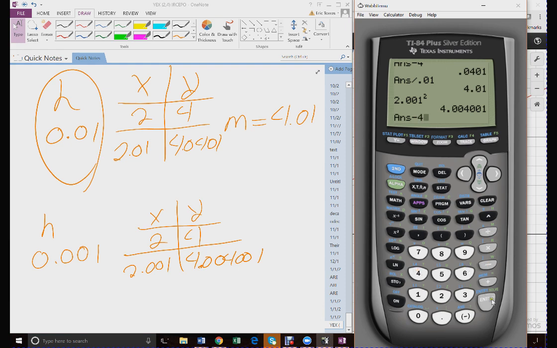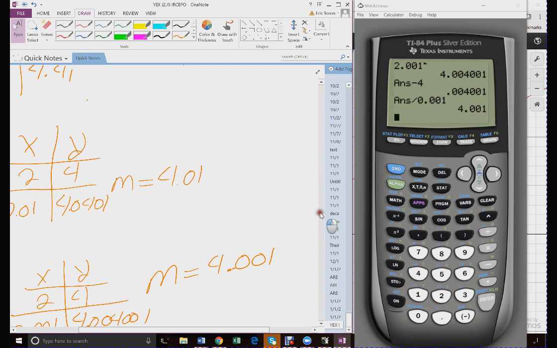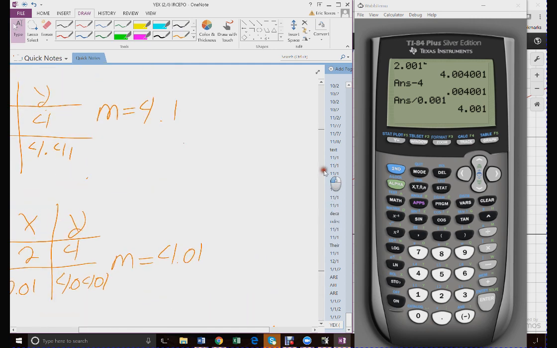And I want to calculate the slope now by taking this y value minus the first y value, which is 4. That's my change in y. And I'm going to divide it by my change in x, which we said was 0.001. And there's my new estimate. The slope of this secant line is 4.001, and that's my average rate of change as my points are getting closer and closer together. Notice I wasn't using the computer, doing it by hand.